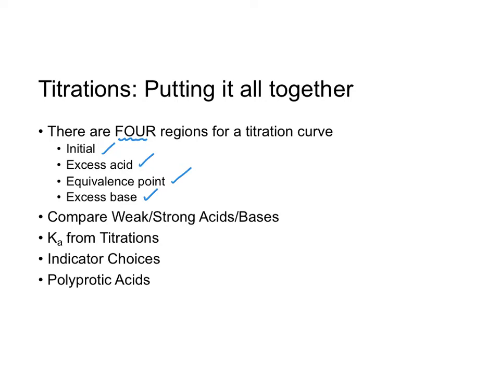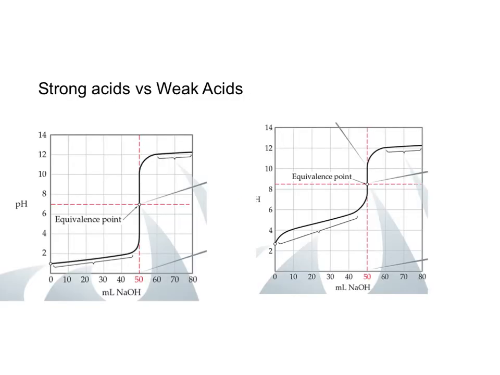What you need to be able to do is to compare weak versus strong, acids versus bases. You need to know that we can find Ka from a titration because that is the pH at the half equivalence point. There will be choices you need to make about indicators, and then just a word or two on polyprotic acids. So again, this is more of an informative, factual part of the lecture. That's the best way to put it.